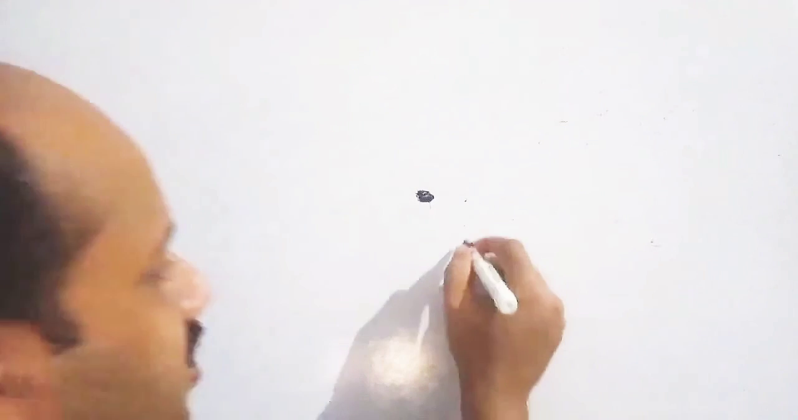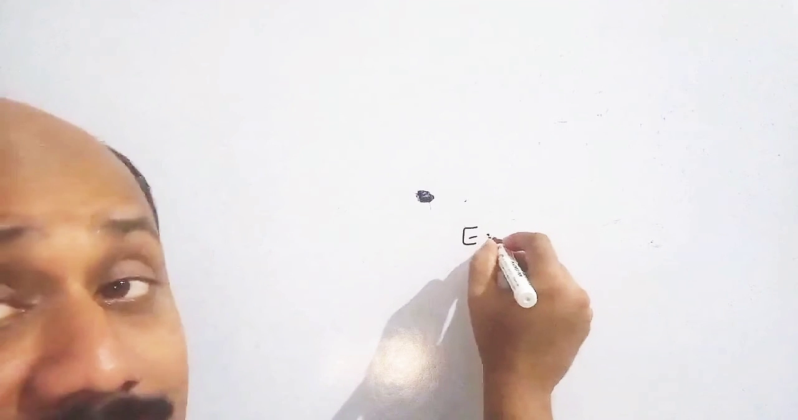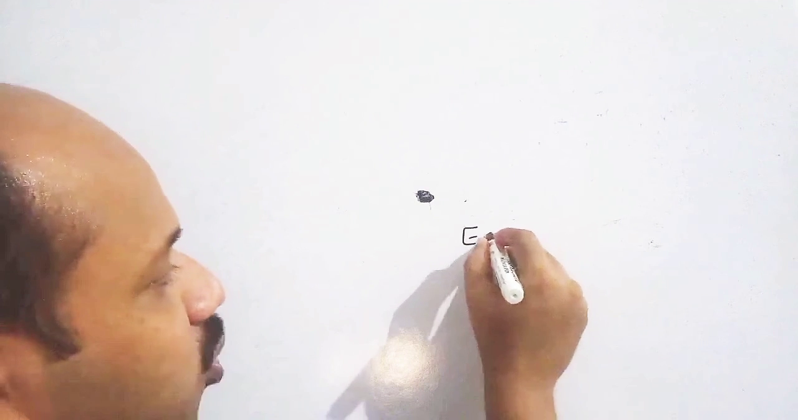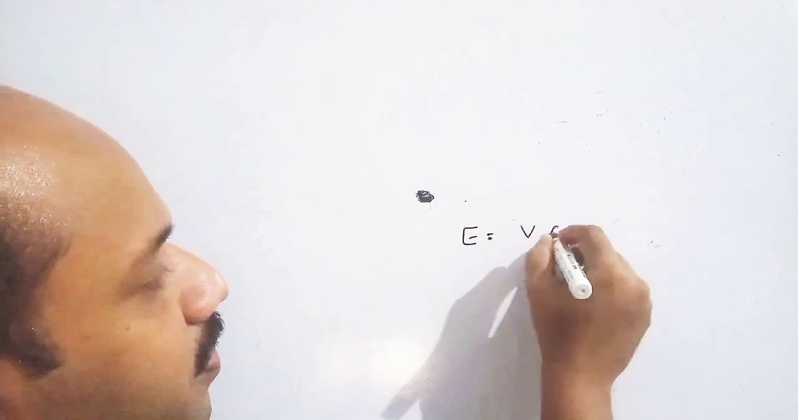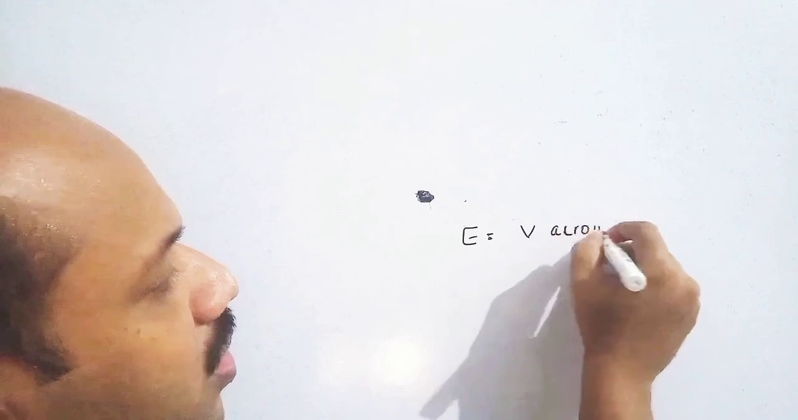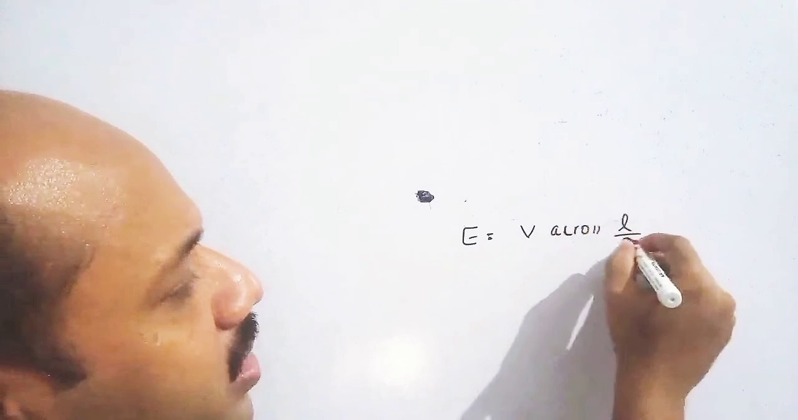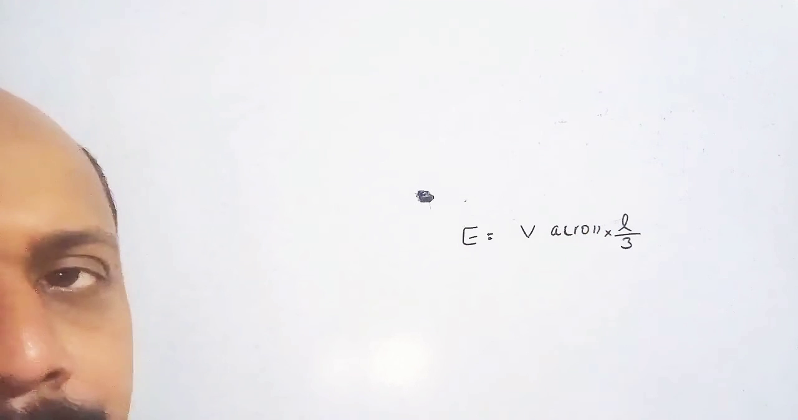Look, in the first case, EMF is equal to the voltage across L by 3. Voltage across L by 3. Yes. Right.